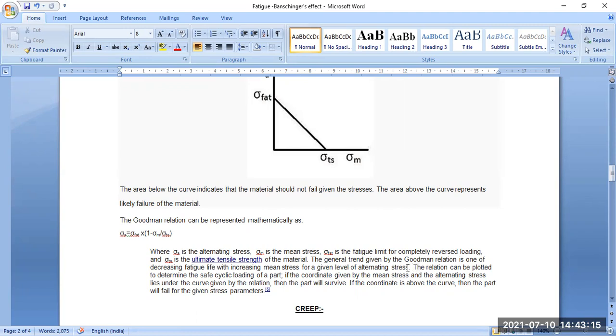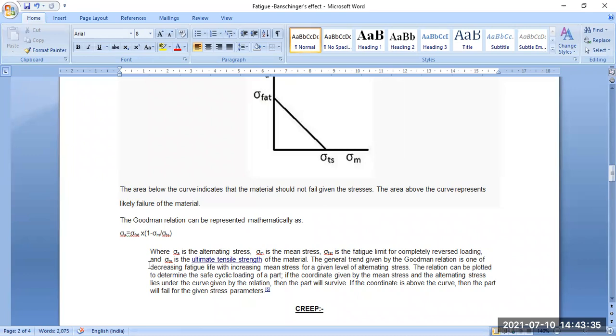With the Goodman relation, the decreasing fatigue life with increasing mean stress is shown for a given life of alternating stress itself. The relation can be plotted to determine the safe cyclic loading of a part.